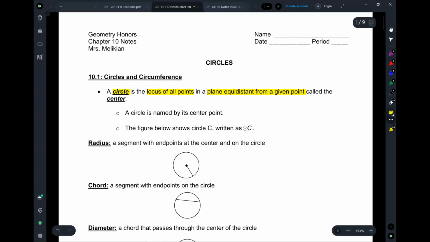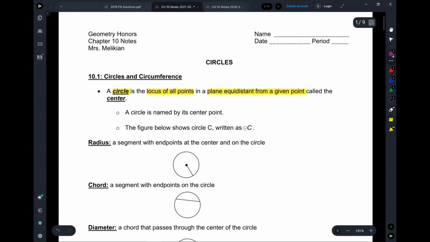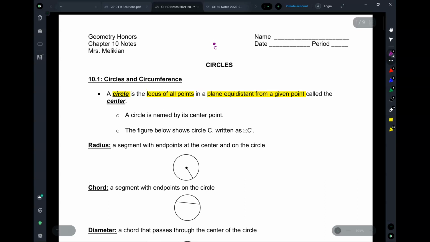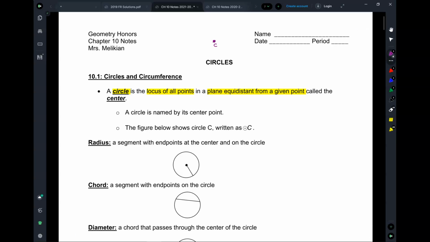Miss Malikian, what are you talking about? Well, here's what I'm talking about. Let's put a point right here. We're going to call that C for center. Now, go ahead and do that, everyone. Now, go ahead and put another point, and eyeball it, like about a centimeter away from that point C. Like right there.